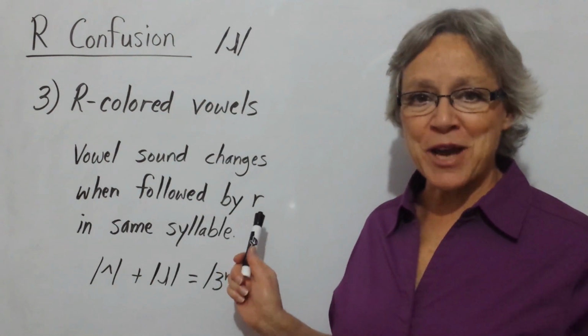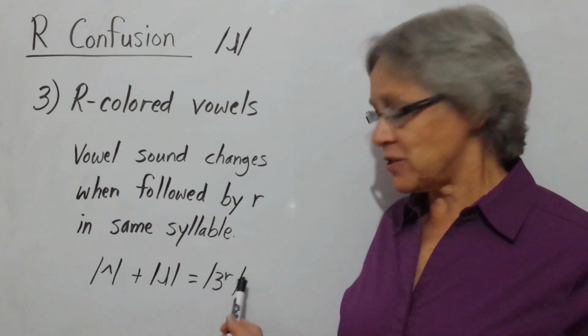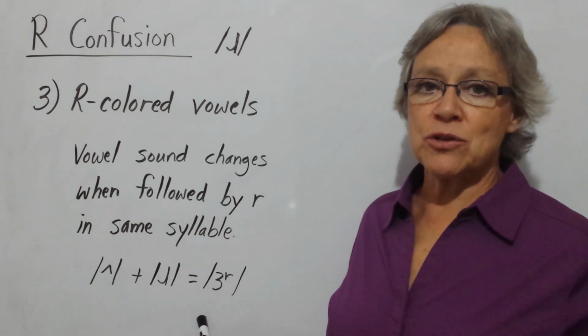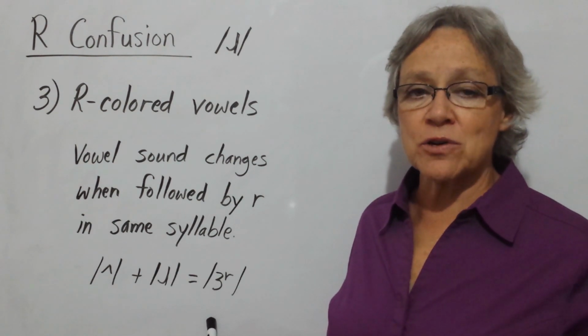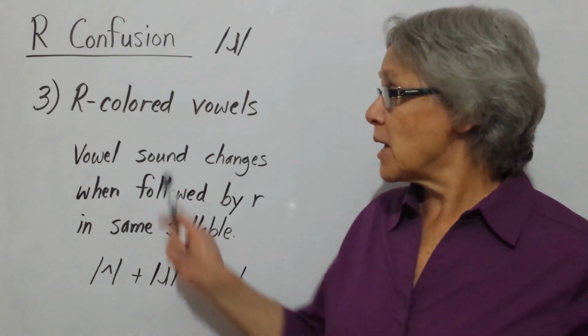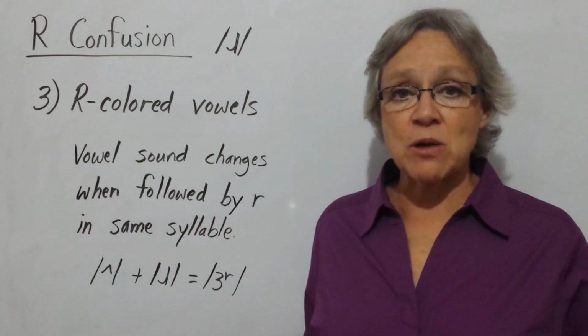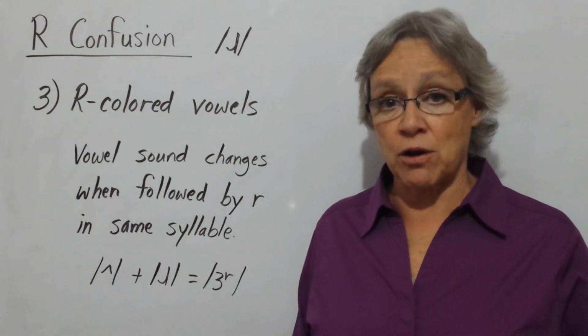The letter R, okay? And again, don't worry about this notation. There are many ways to write the symbol for the sound, okay? But R-colored vowels just means that the vowel sound changes when it's followed by R.